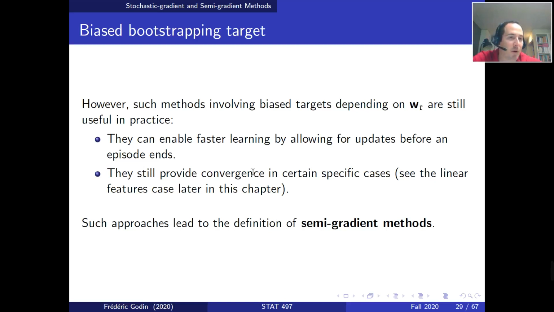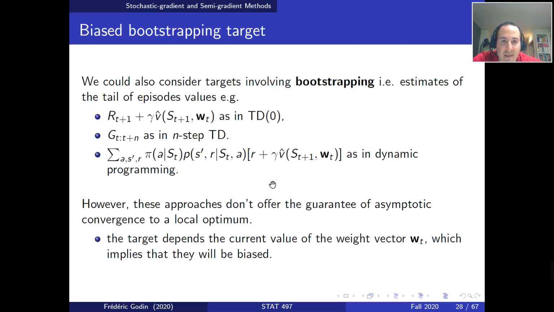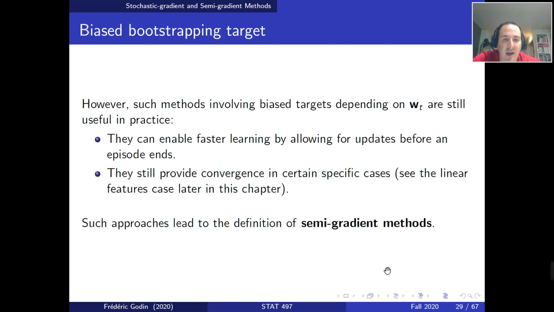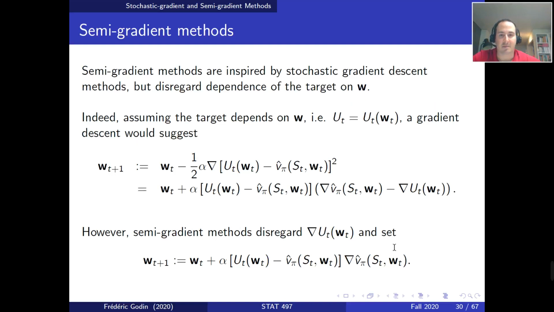So all these approaches where we replace v_pi(S_t) in the update algorithm by U_t, which is a target, and where the target depends also on the approximated value function, are known as semi-gradient methods. So why semi-gradient? Let's discuss that. Why aren't they simply stochastic gradient methods? Why do we call them semi-gradient methods?